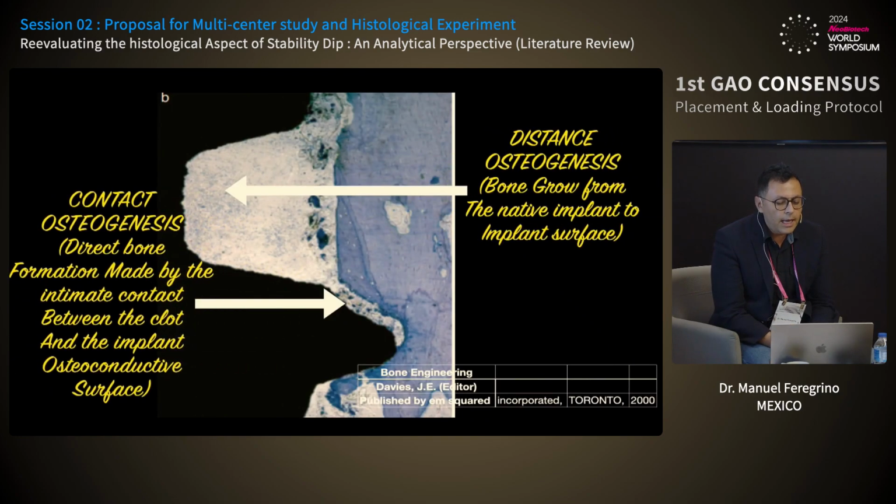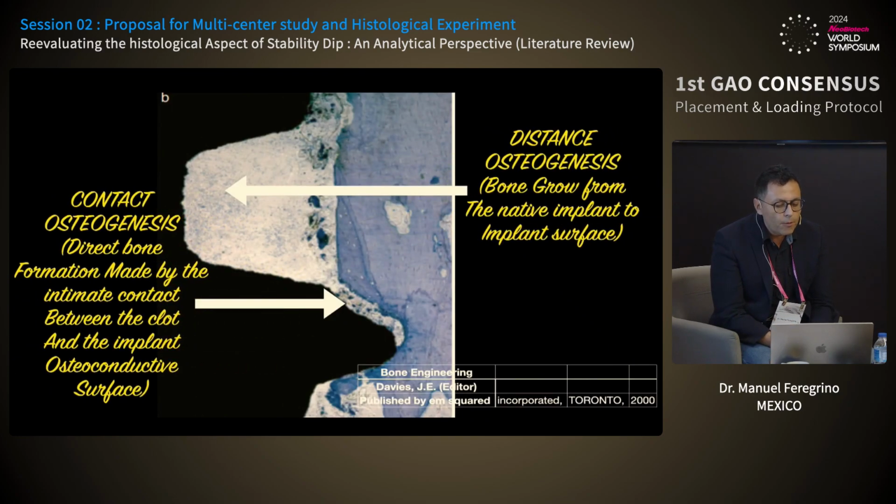I love these topics that Dr. Davis talked about, the contact osteogenesis and the distance osteogenesis. The contact osteogenesis is the direct bone formation made by the intimate contact between the clot and the implant osteoconductive surface. That means, as we already talked in the first session, the importance of the passive but intimate contact between the threads and the bone.